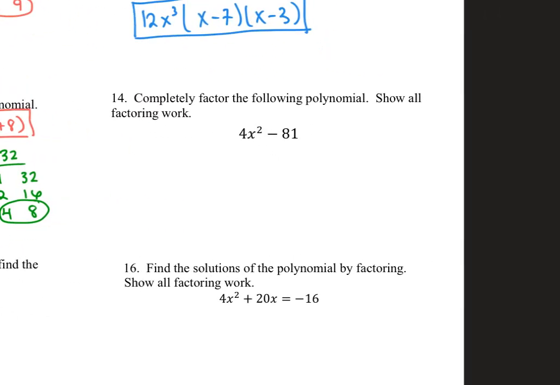All right, 14. So this one, when we have a binomial, we should check to see if both terms are perfect squares, and they are. So we can take the square root of 4x squared, which is 2x. The square root of 81 is 9. So this is a difference of two squares, so we can write our answer as (2x plus 9)(2x minus 9). So that's difference of two squares.